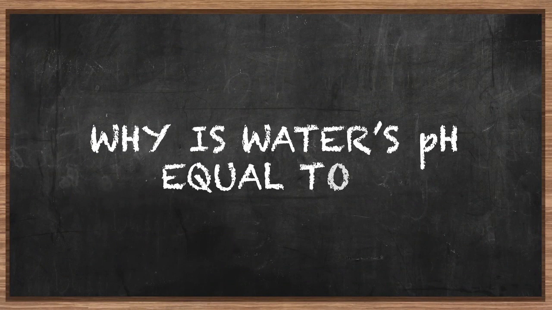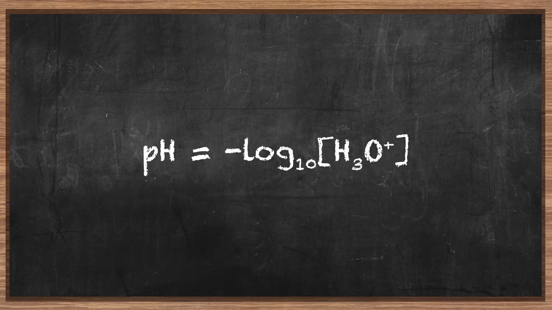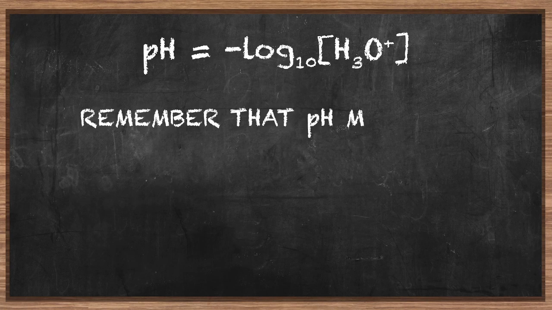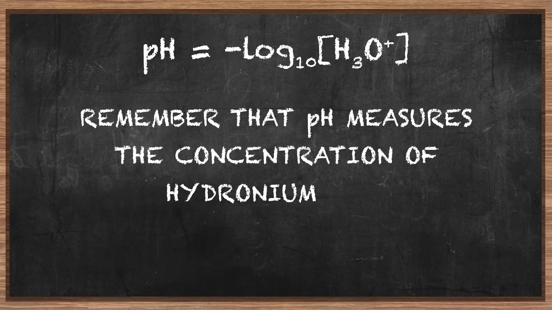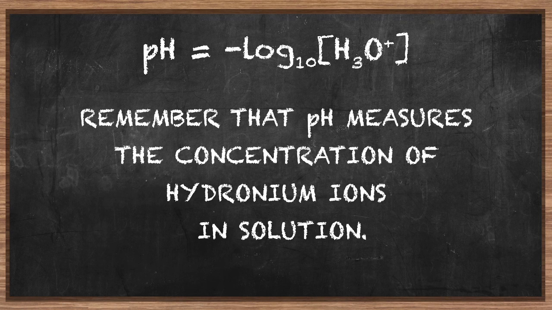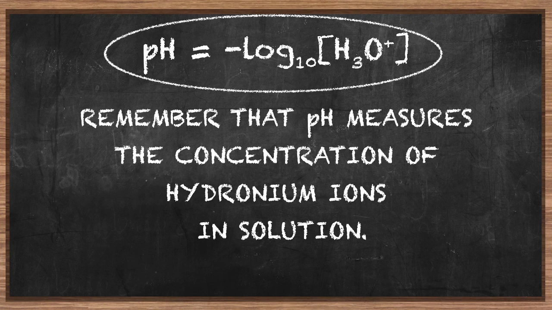Why is its pH equal to 7? pH is defined as the negative log to the base 10 of the hydronium ion concentration. That's its official definition. Remember that it measures the concentration of hydronium ions in solution. Well, that's how it measures them: the negative log to the base 10 of the hydronium ion concentration.